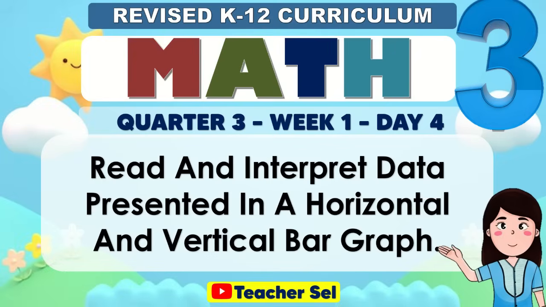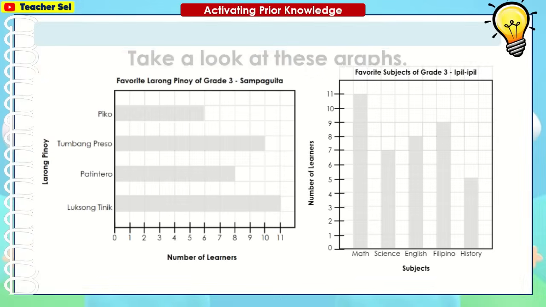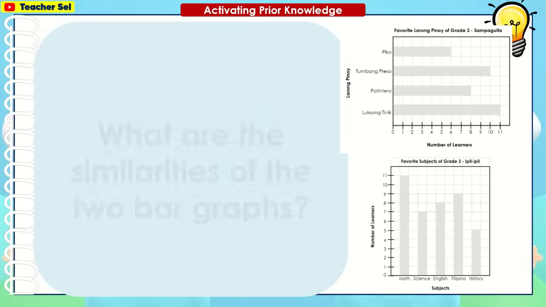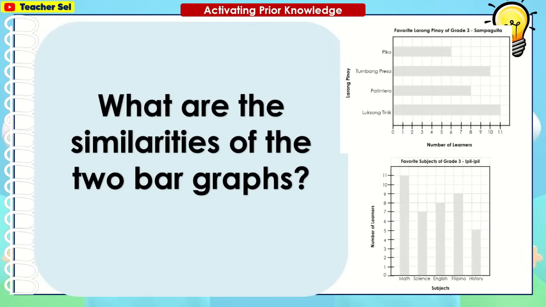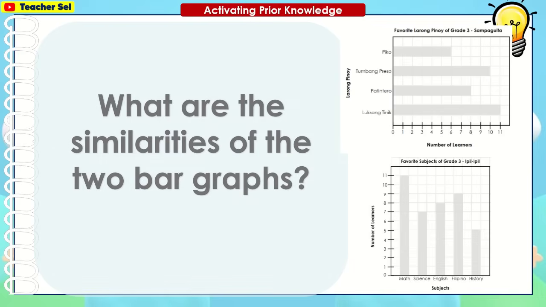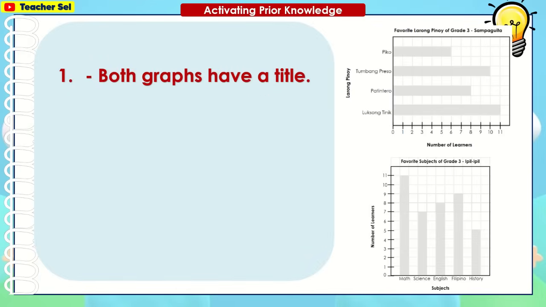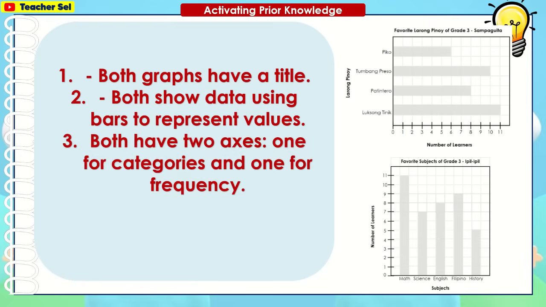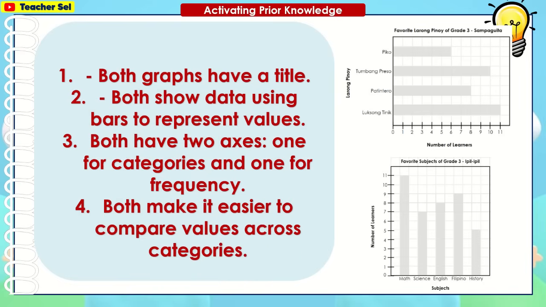For Day 4, read and interpret data presented in a horizontal and vertical bar graph. Take a look at these graphs. What are the similarities of the two bar graphs? Both graphs have a title. Both show data using bars to represent values. Both have two axes, one for categories and one for frequency. Both make it easier to compare values across categories.